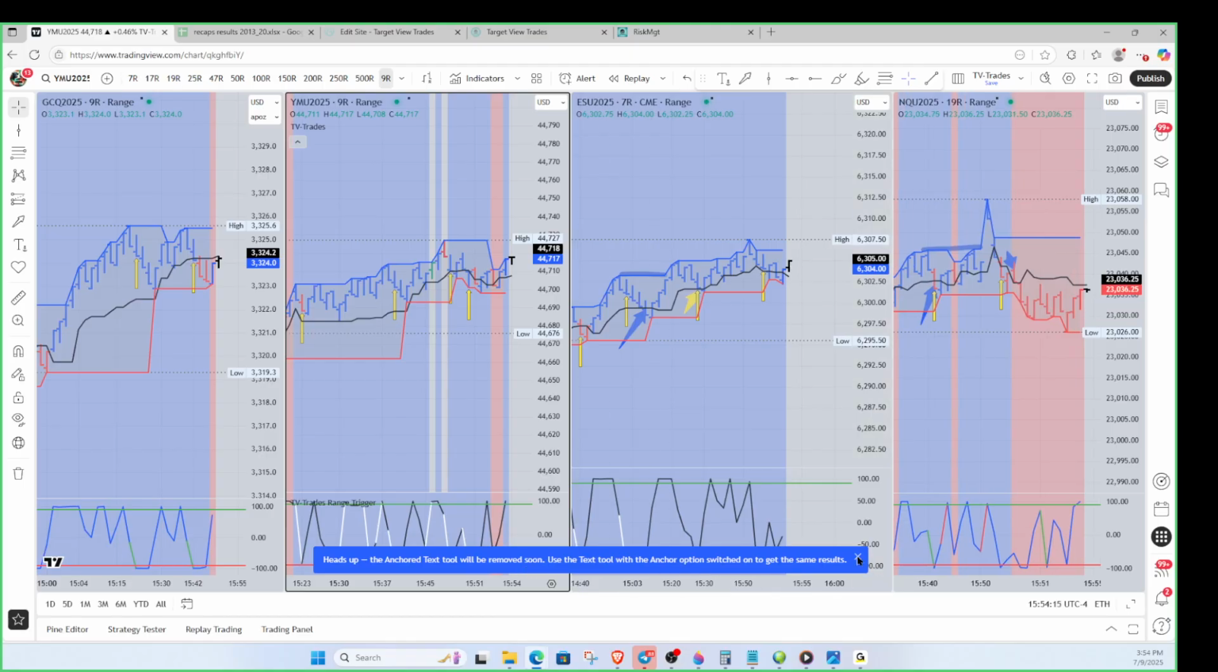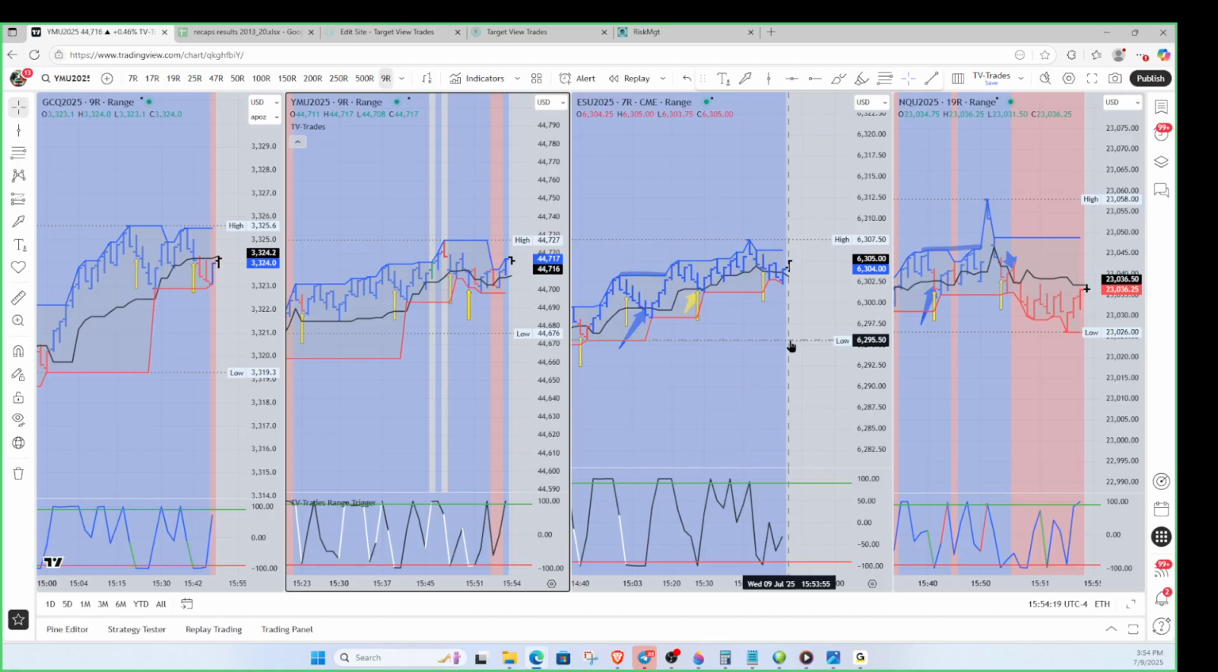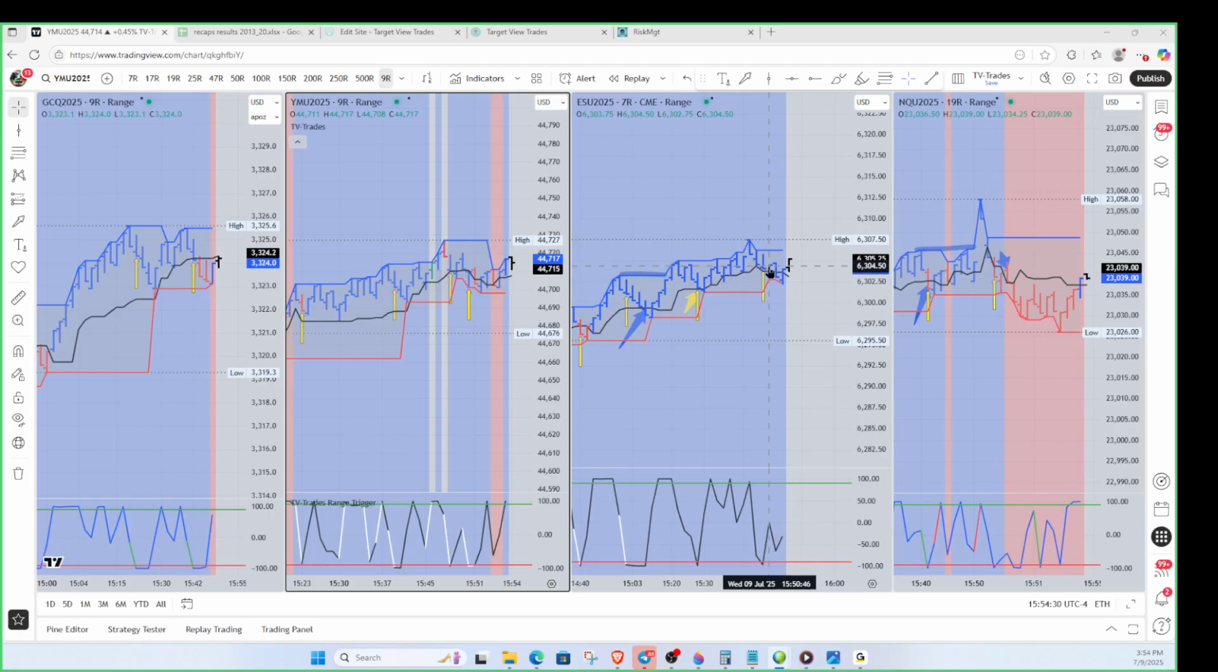Use the text tool to anchor the upside. Okay, good to know. I didn't see this over here on the S. If I would have taken that on the S, it's actually not too late to take that on the S because it hasn't gone four ticks into profit from the entry point, which would have been right here. Right, it hasn't gone 4 ticks into profit, so it's not too late to get in on the S trade right there if you want to.